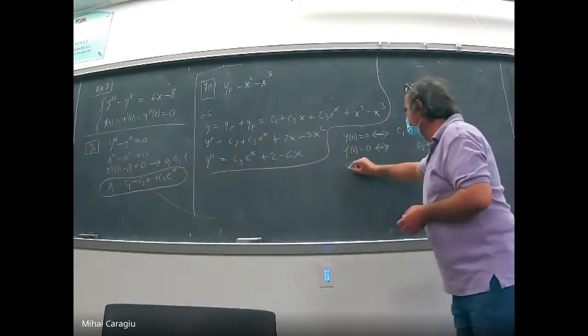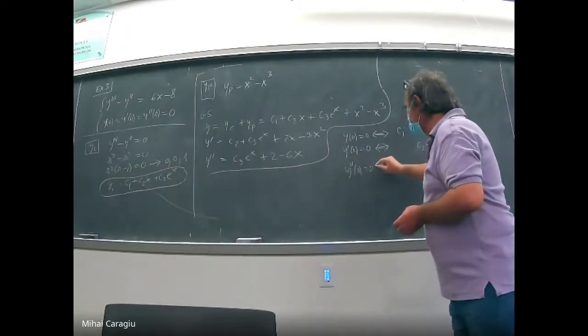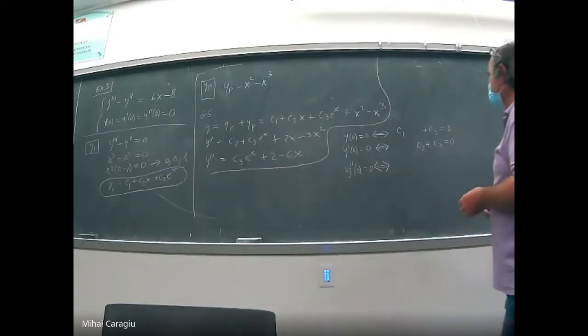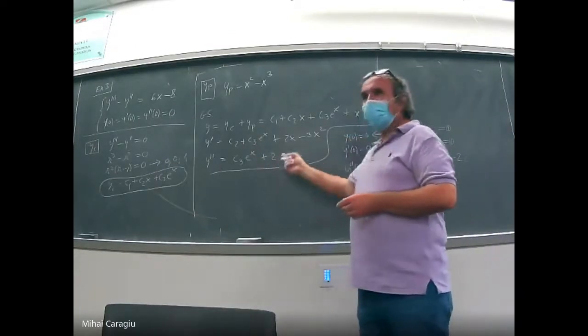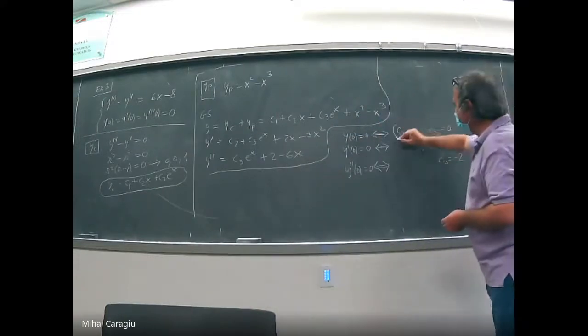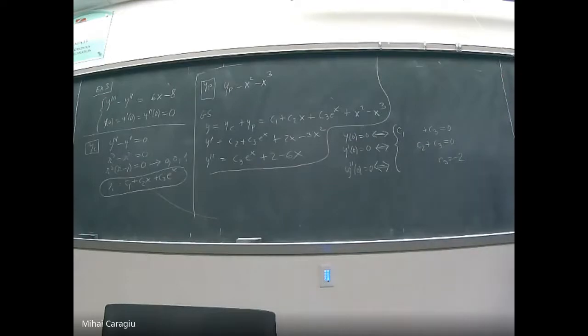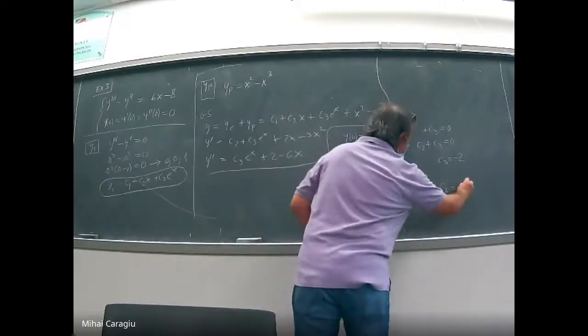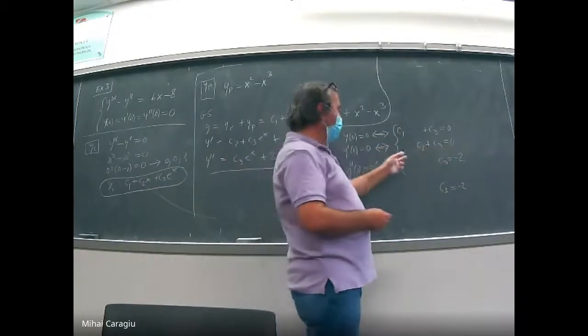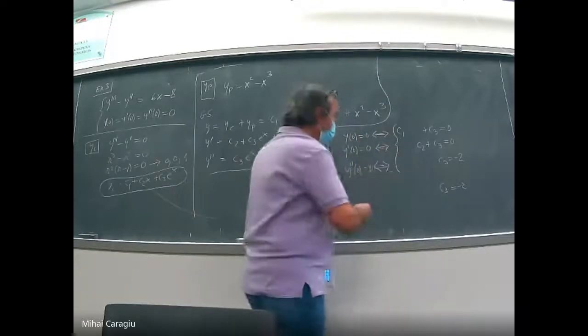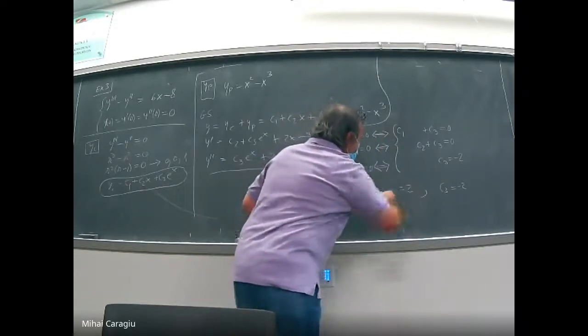y second of 0 equals 0 means what? C3 plus 2 equals 0, so C3 equals minus 2. That's a very simple system: 3 equations, 3 unknowns, out of which one is already known. Again, C1 equals minus C3 and C2 equals minus C3 from the first and second. So C1 and C2 are both 2. C1 equals C2 equals 2, and C3 equals minus 2.